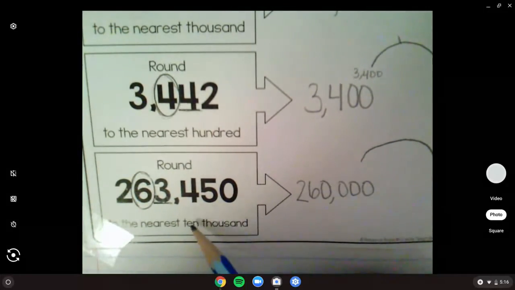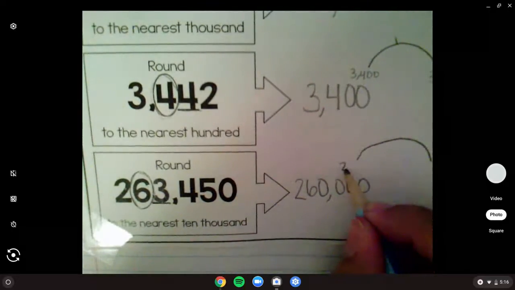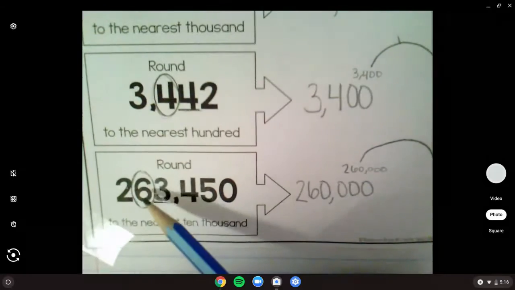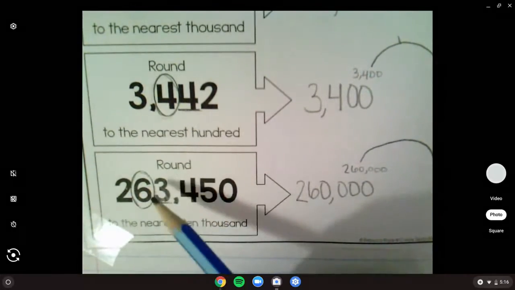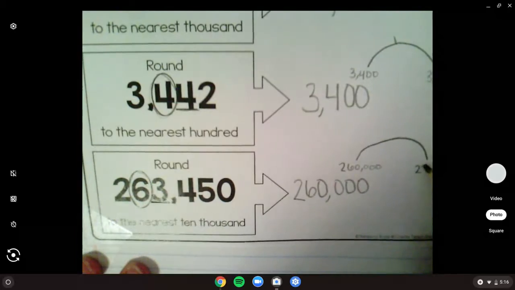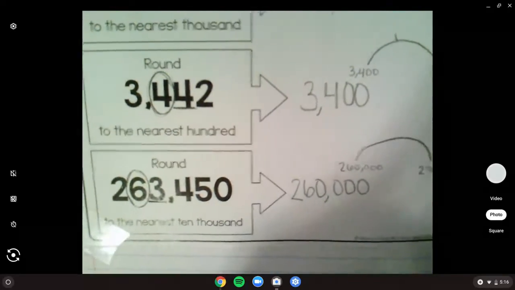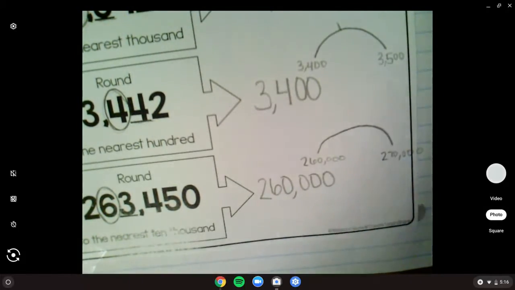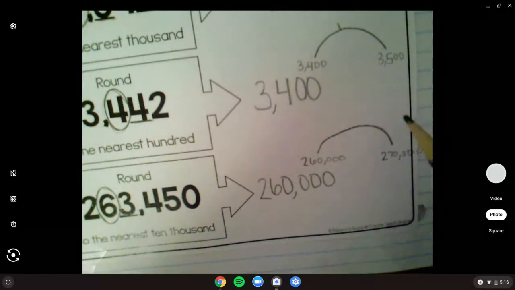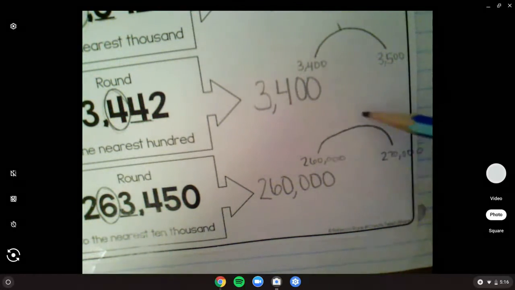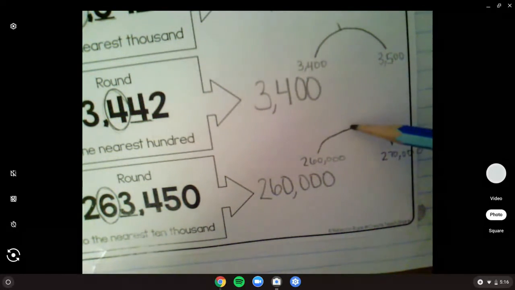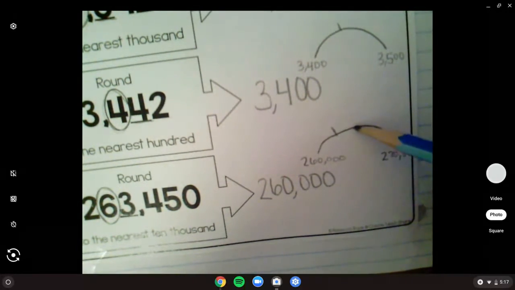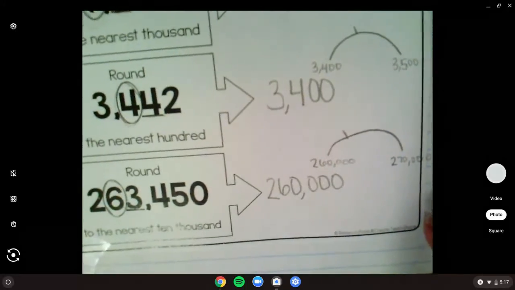So my closest 10,000, I could either let it stay 260,000, or if I put my 10,000 spot one more, this would become a 7. So 270,000. I can't quite see that. So I'm thinking 263,000. Well, 265 would be the middle, and 263 is less. So, yep, it's not quite over the hill. It would fall back down.